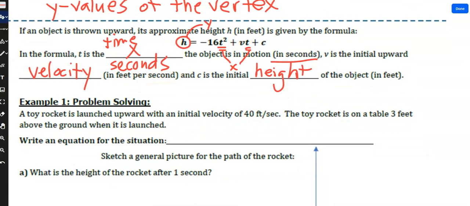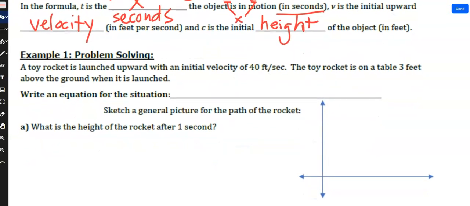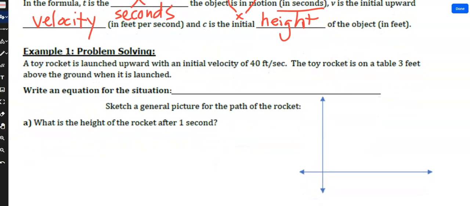Okay. So let's get an example here. Toy rocket is launched upward with initial velocity of 40 feet per second. Well, that's the V part. The toy rocket is on a table that's 3 feet high. That's the C part right there. So, write an equation for the situation. H equals negative 16 t squared plus 40t plus 3.